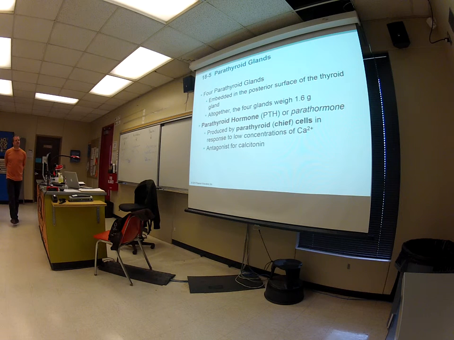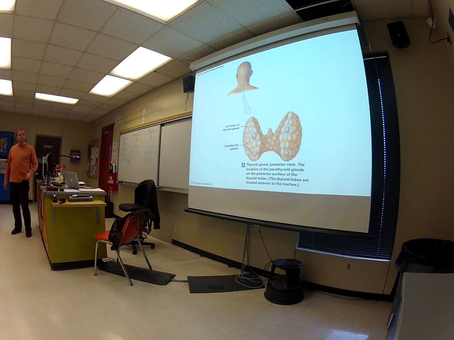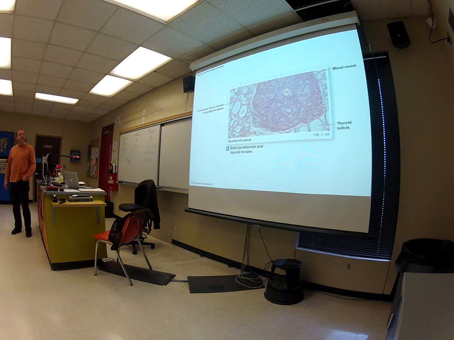Parathyroid gland, well, guess what it does? Parathyroid hormone. Now, parathormone, same thing. They just shorten it, like we always do with stuff. It's produced by chief cells in response to low concentrations of calcium. It's the antagonist for calcitonin. So, there's our negative feedback mechanism right there. Break down bone to get calcium, build up bone because we've got too much calcium found in the bloodstream. There's our parathyroid. There's where they're located.